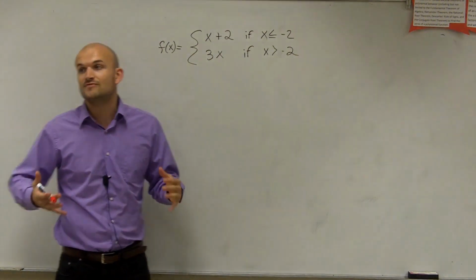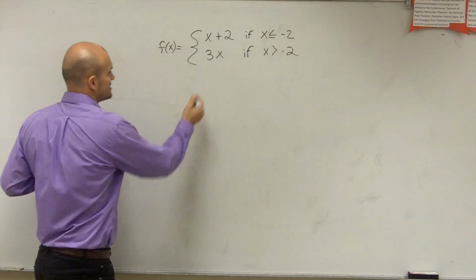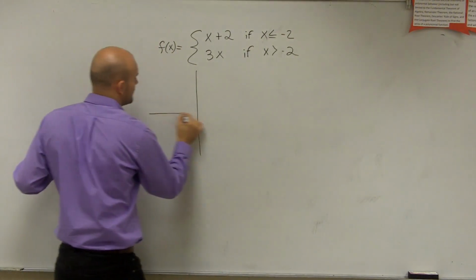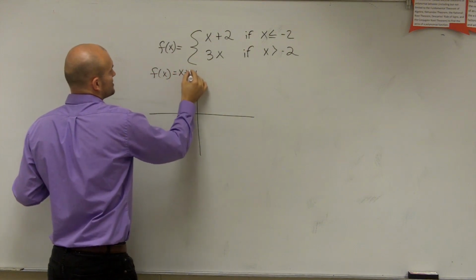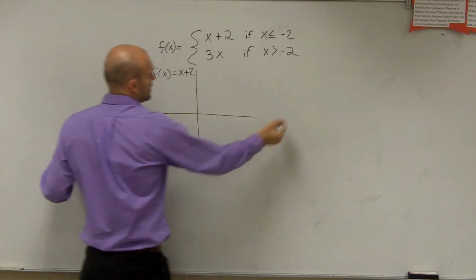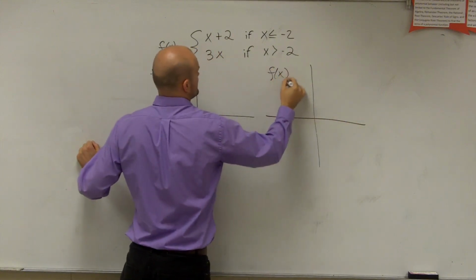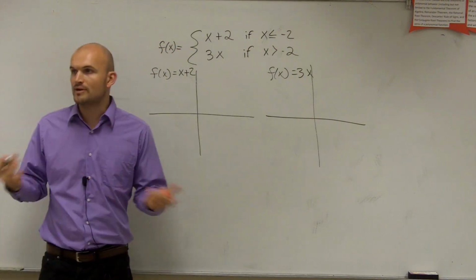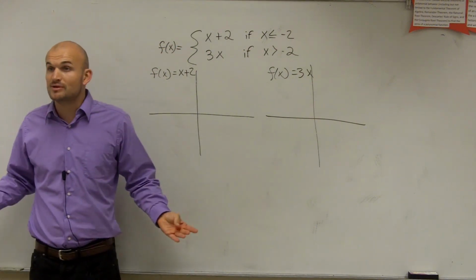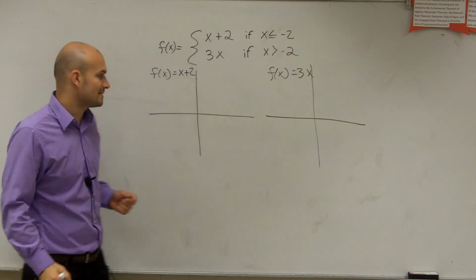Remember, with a piecewise function, we're taking our two functions and combining them together. So I'm just going to graph both of these. My first function is f of x equals x plus 2. My next function is f of x equals 3x. You can graph these many different ways. You can use the slope-intercept method. If you don't remember it, you can make a table of values and plot them.